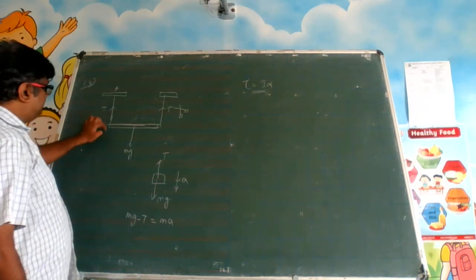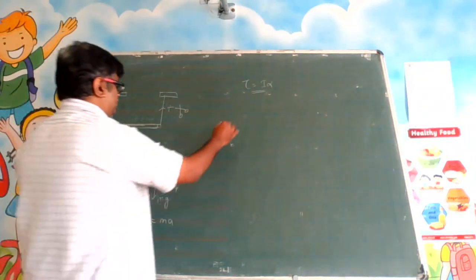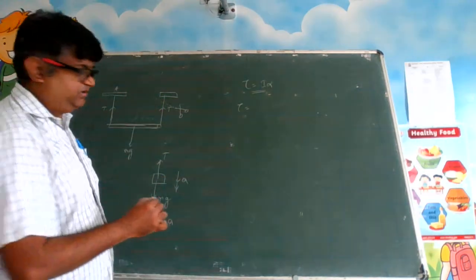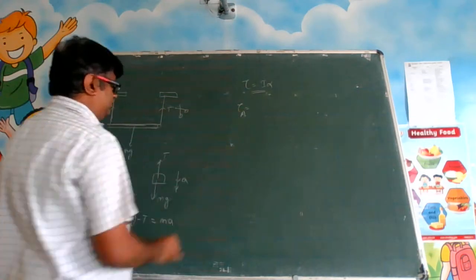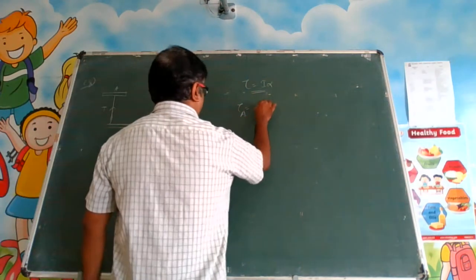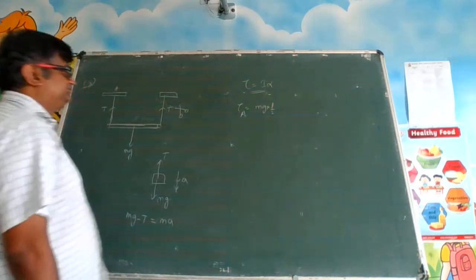But force T is passing through that point, so T will have no contribution to the torque. So the total torque will be equal to this, if you are taking about which point? You are taking about point A. Torque about point A will be equal to force, which is mg, into L by 2.